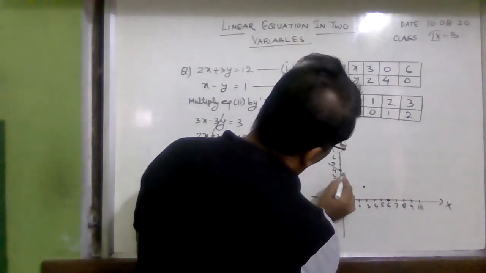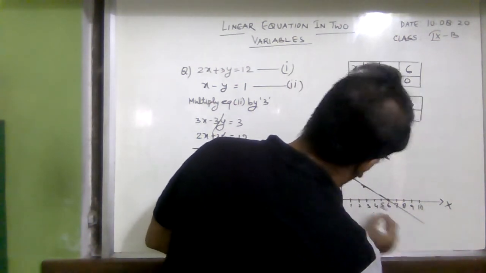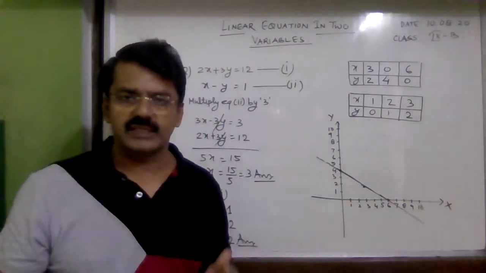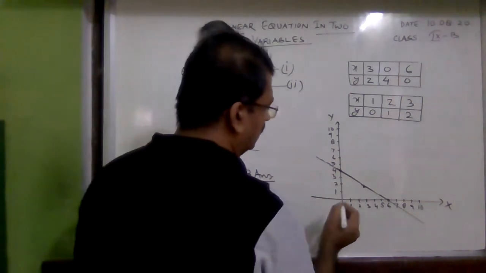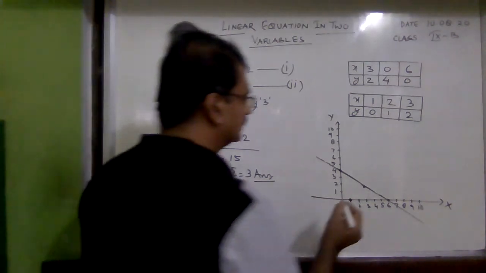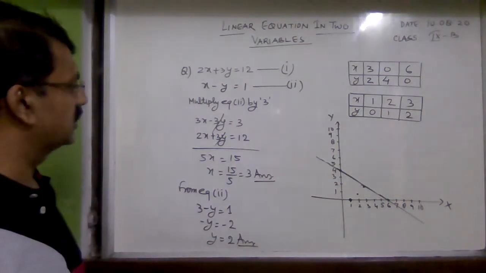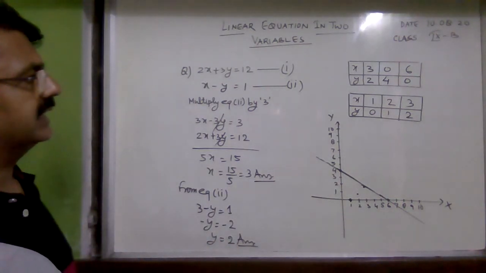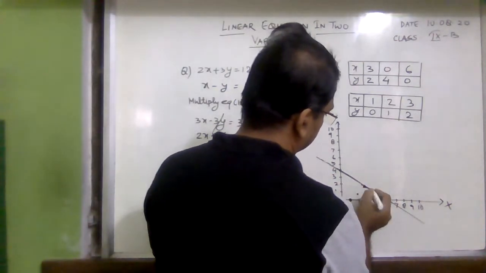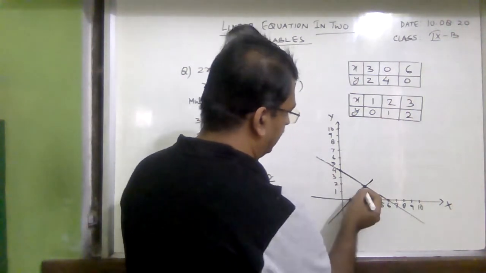So if you join them, you will get a straight line because it's a linear equation. This is the first one. Okay. Now we'll draw the second one. When x is 1, y is 0. When x is 2, y is 1. When x is 3, y is 2. And if you join them, you can see again you will get a straight line.